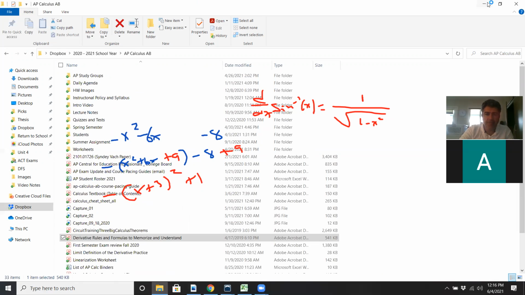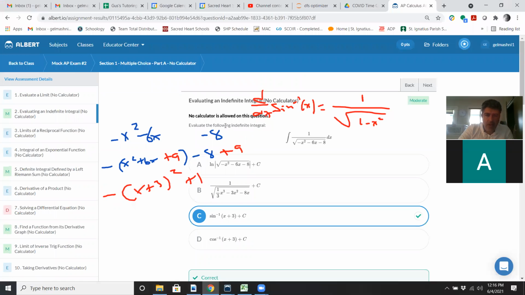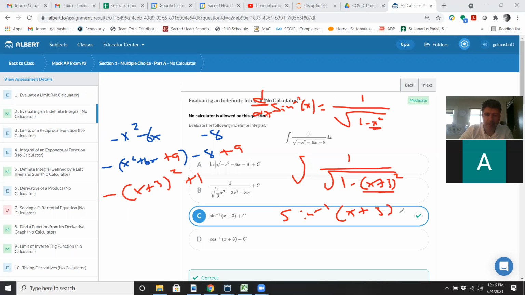So I could rewrite this integral as 1 over root 1 minus x plus 3 squared. Okay. So replace the x here with x plus 3. So the inverse sine over that is just x plus 3. And then, of course, a plus c. So a little tricky.